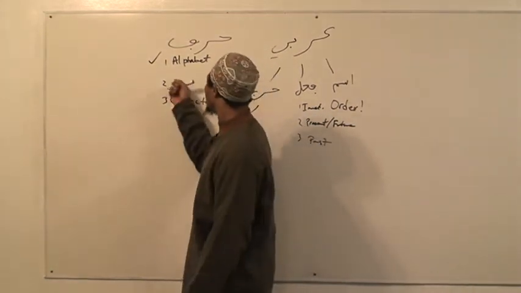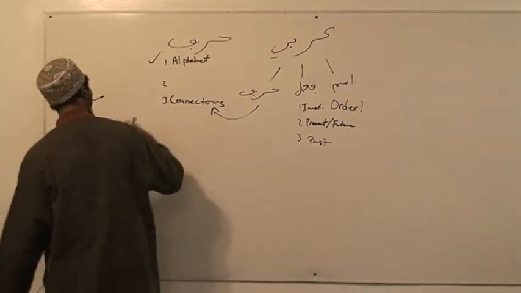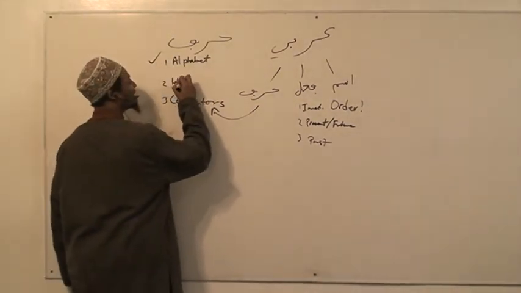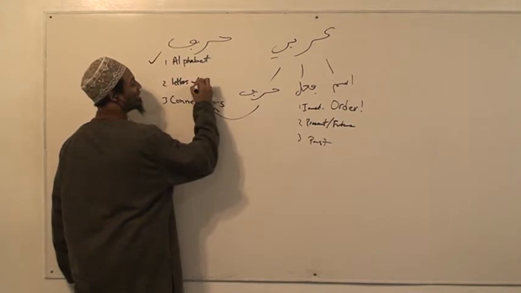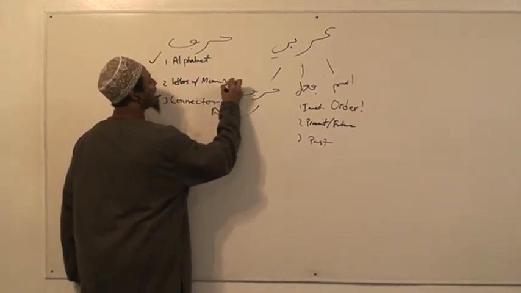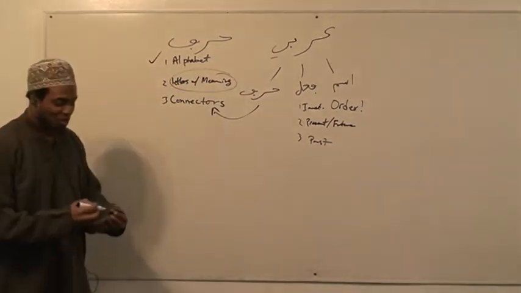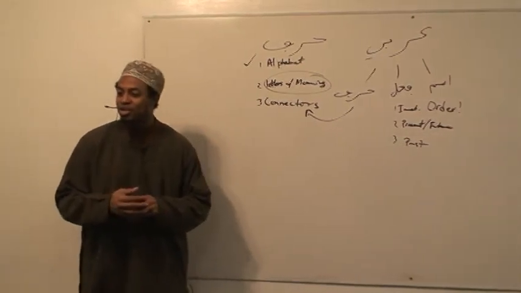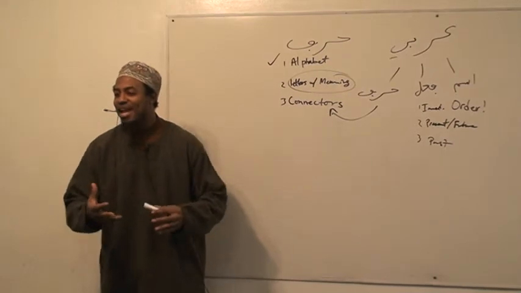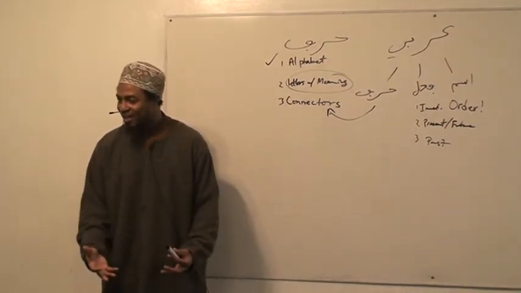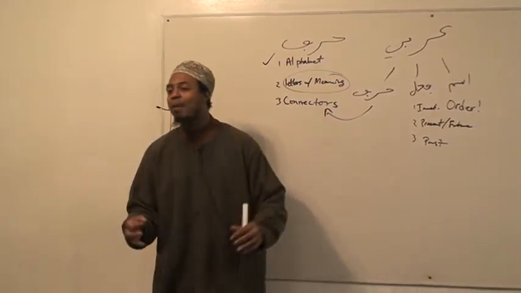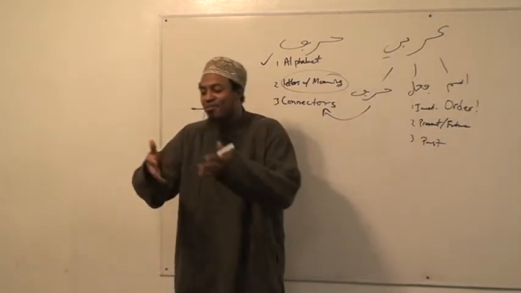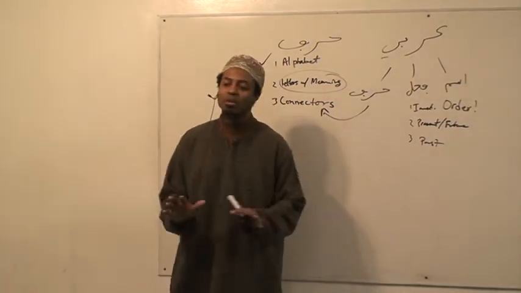All right. We're missing one. What are we dealing with now? Letters with meaning. That's today's lesson. There are certain letters in the Arabic language that come and add to the word. Most people have a problem because they don't know which part of it is the word and which part of it is extra. We're going to clear that all up right now.